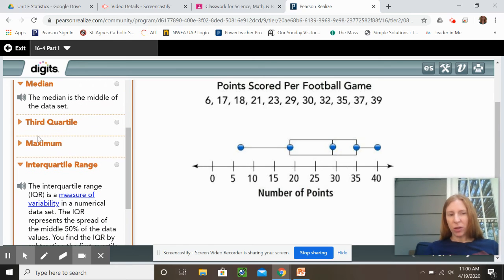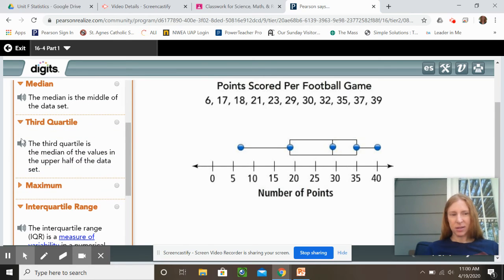I'm going to show you how to find the third quartile next. The third quartile is the median of the values in the upper half of the data set. So if you were looking at the upper half, you'd see that it ranges between that middle, which is 29, and then 40, which is the maximum. You're taking the middle of that half. So you're finding the median of that section. And that is the third quartile.